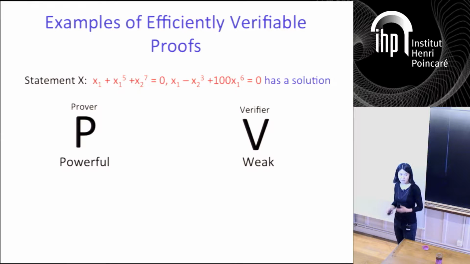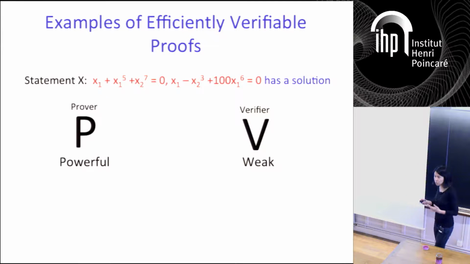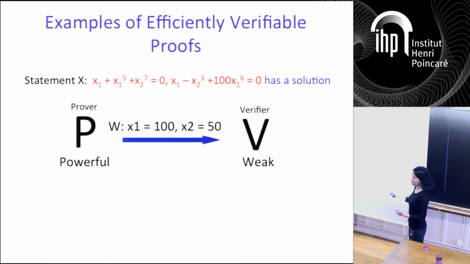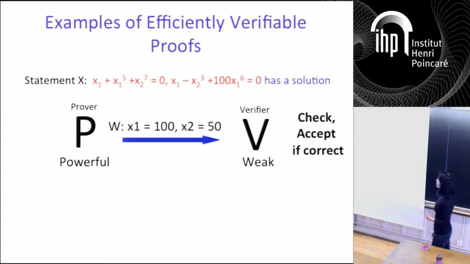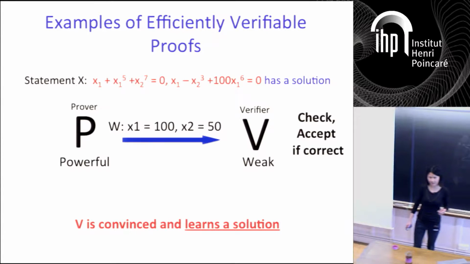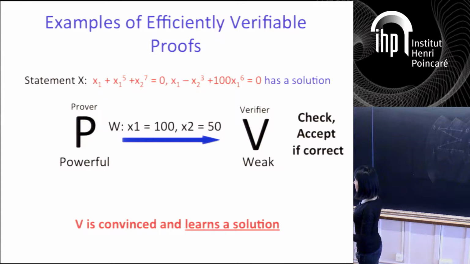Presumably, the prover is powerful and hardworking, whereas the verifier is weak and lazy. Okay? The hardworking guy comes up with a solution, he solves the claim, and sends over the solution. And now the verifier can simply check and accept if this solution is correct. Great. At the end of this very simple interaction, the prover simply gives the solution, and the verifier is convinced that the statement is correct. And at the same time, the verifier learned a solution.